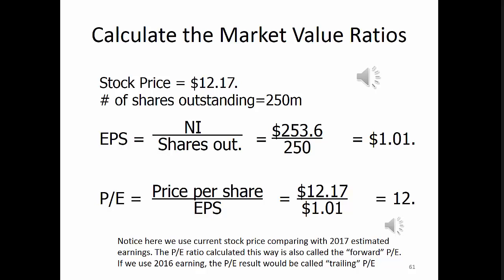$1.01. And then the PE ratio is calculated as the price per share divided by EPS. Price is $12.17 per share, and EPS we just calculated, and it's 1.01. So the PE ratio for this company is about 12. Here we use the current stock price comparing with 2017 estimated earnings. The PE ratio calculated this way is also called the forward PE. If we use the 2016 earnings number instead, then the PE ratio result will be called the trailing PE.